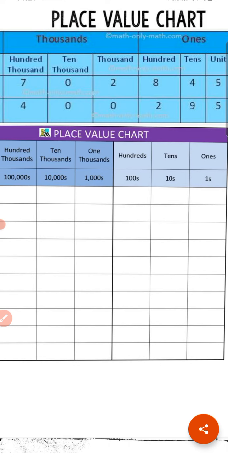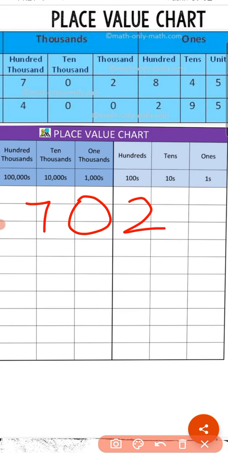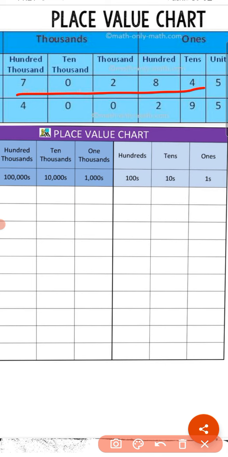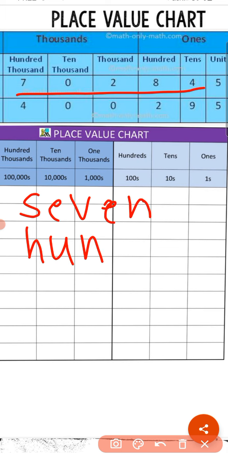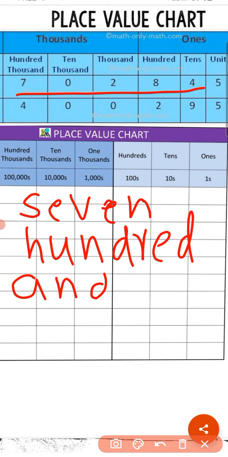Children, I will show you one more example. 702845. This number can be read as 702 thousands, group name, 845.